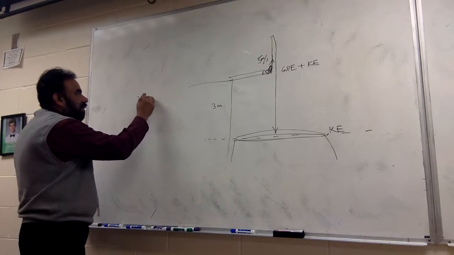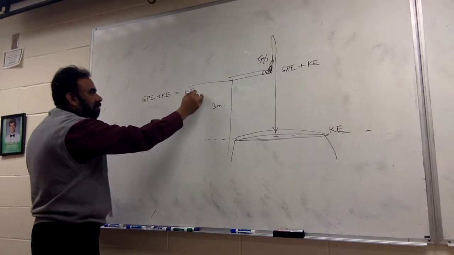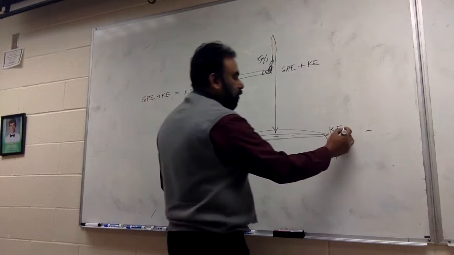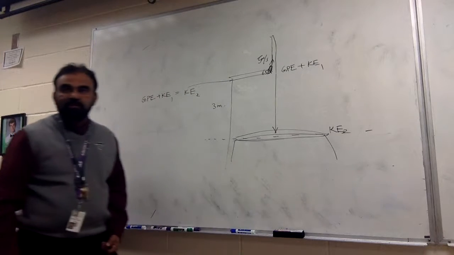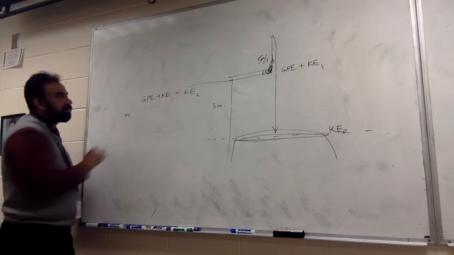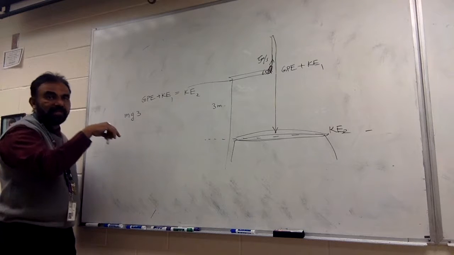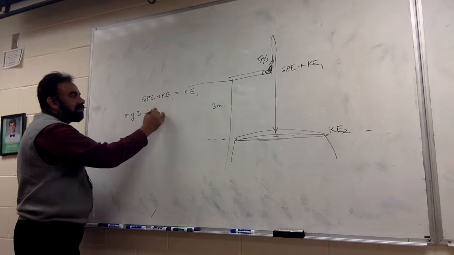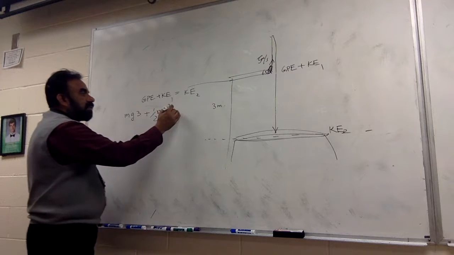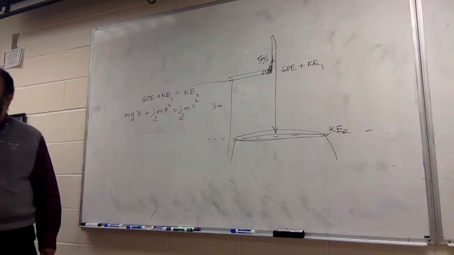So the GPE at the top plus the kinetic energy at the top should be equal to the kinetic energy at the bottom. So this is kinetic energy 2, and that's kinetic energy 1. So all you're doing is just substituting mass m g times 3 meters height plus half m 5 squared equals half m v squared. That's what they want you to find out.